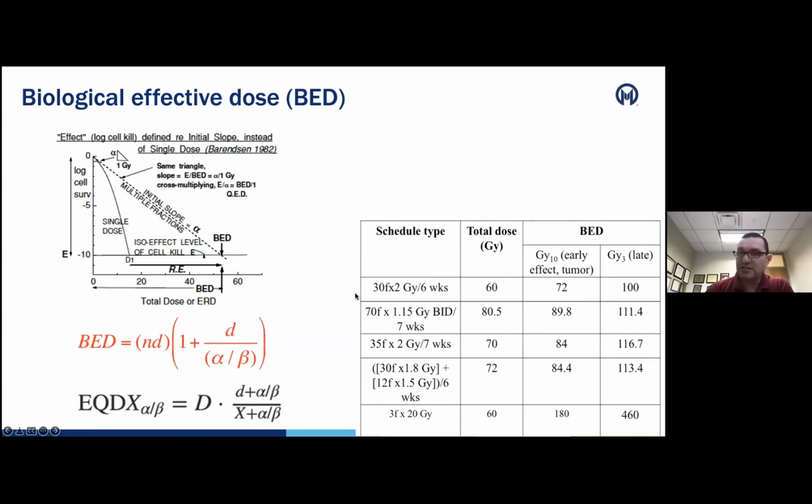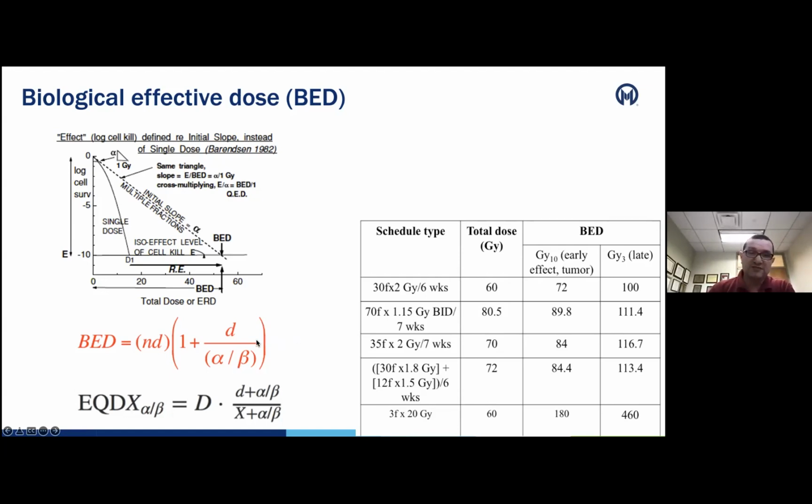As I mentioned, this is a very useful parameter when trying to compare different fractionations with different alpha-beta ratios. So this is a standard fractionation here, 60 gray, showing you for the early tumor response, the BED would be about 72, and for the late tissue it would be around 100. Contrast that with hypofractionation or SBRT fractionation, shown in this case, 3 fractions of 20 gray, and you can see that the BED is actually much higher.